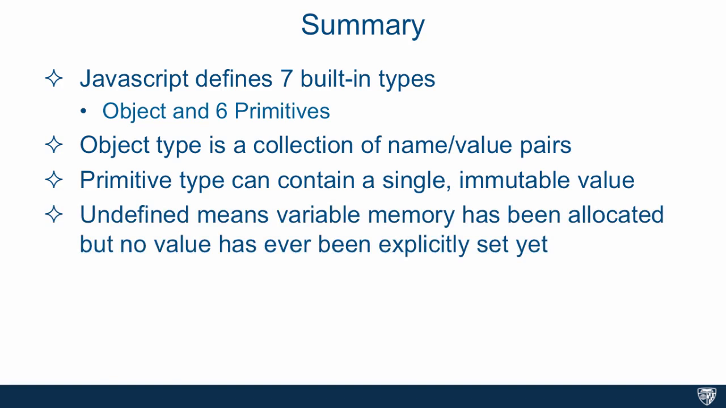Now, there's a particularly interesting type called undefined among the primitives. And undefined means variable memory has been allocated, but no value has ever been explicitly set yet. And it's important to distinguish between that and a variable that has never been defined, in which case if you try to use it, you're going to get a reference error, and it will be a real error that will pop out in your browser console.